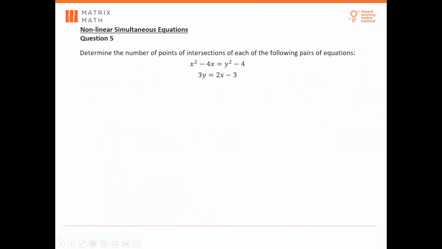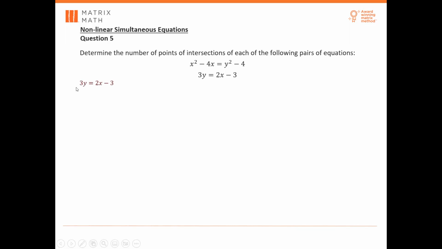Okay, question 5. Determine the number of points of intersection for each of the following pairs of equations. Okay, so same thing, you're going to do simultaneous equation. However, we would recommend the substitution method because that will be so much easier. Why is it easier? It's because if you look at your first equation, right? Okay, there's x, and there's only one y. So why not just convert that one y into a form of x, okay? This is what we're going to do.